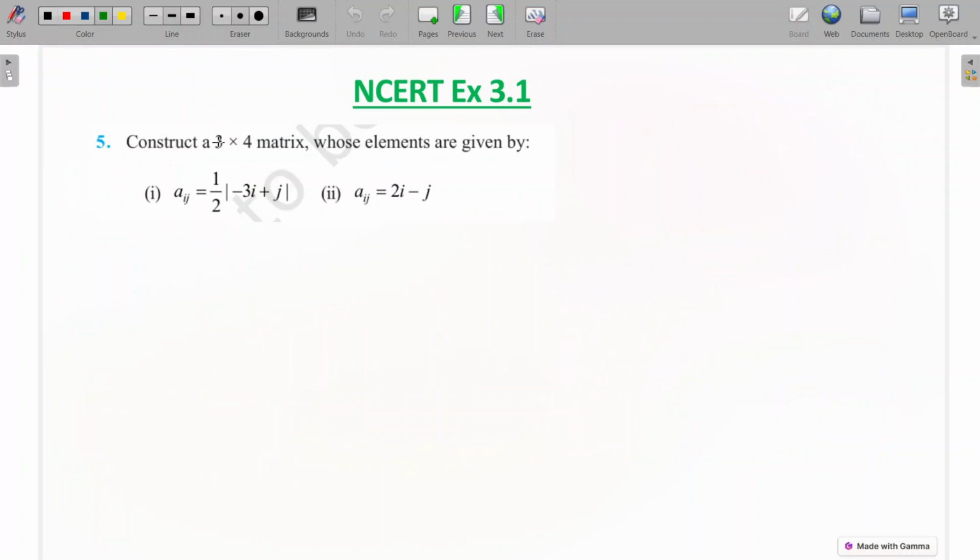The next question is, consider a 3 cross 4 matrix whose elements are given by the following. In the previous question the matrix was 2 cross 2. Here the matrix is 3 cross 4. So what will be the matrix?